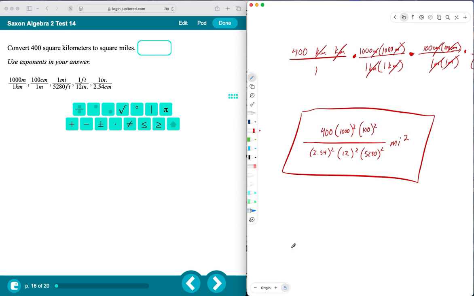Alrighty. I hope that helps you see that a little bit better. And it says to use exponents in your answer, so it wants you to do the exponents here, not write this twice, but use the exponent. So that's what it's asking you to do. All right, number 17.